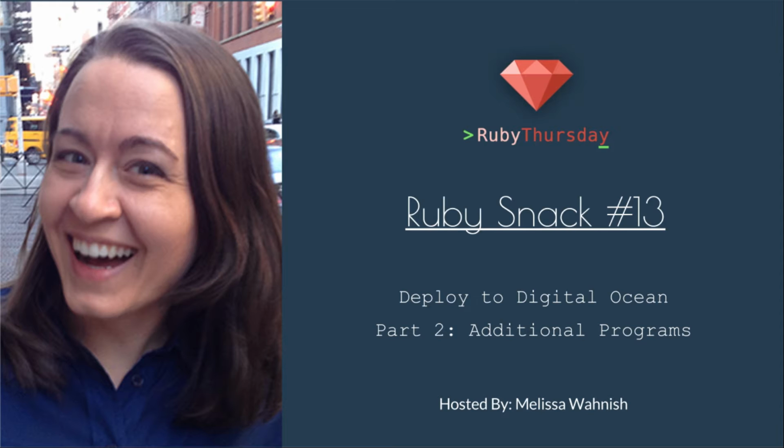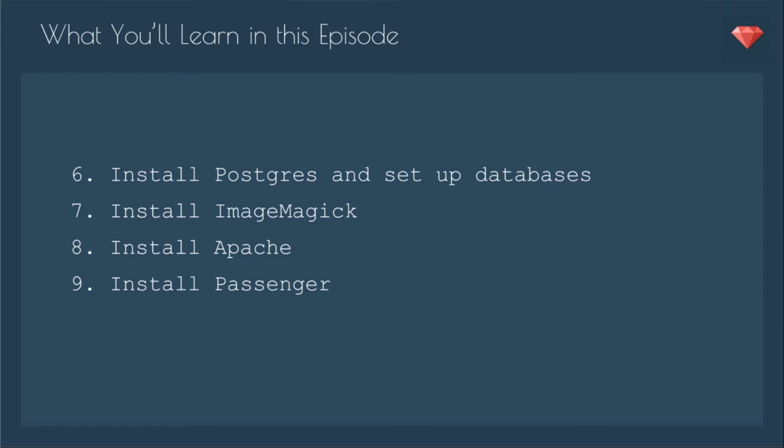In this episode, Ruby Snack 13, we will continue our series Deploy to DigitalOcean. This is part 2, where we will install additional programs. In this episode, you'll learn how to install Postgres and set up the databases, install Imagemagick if you have Paperclip in your app, install Apache, and install Passenger. We'll be using Apache and Passenger to serve up your app.